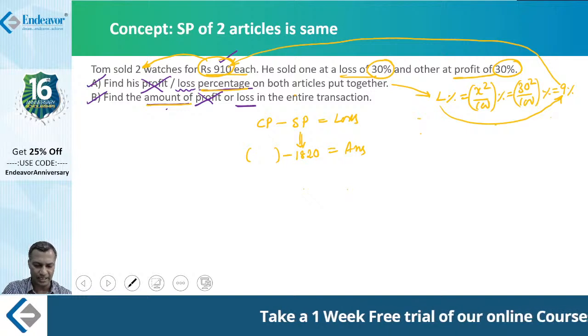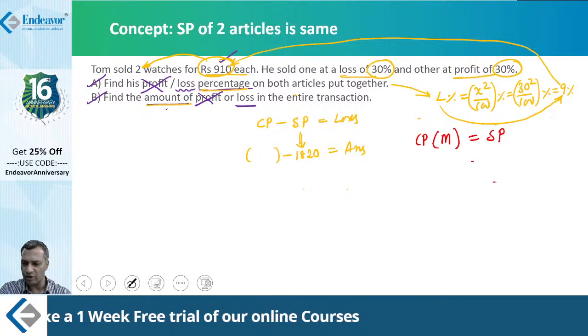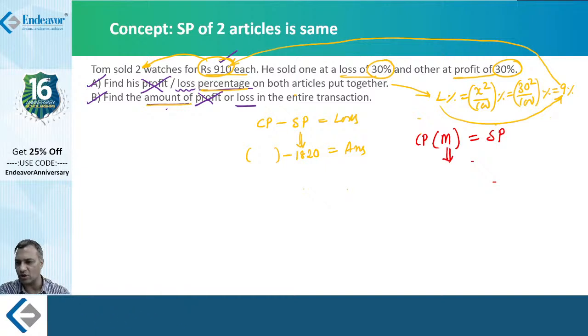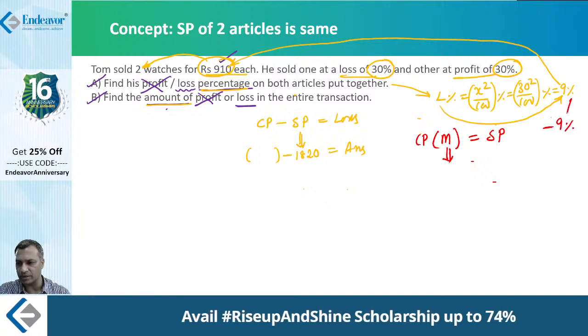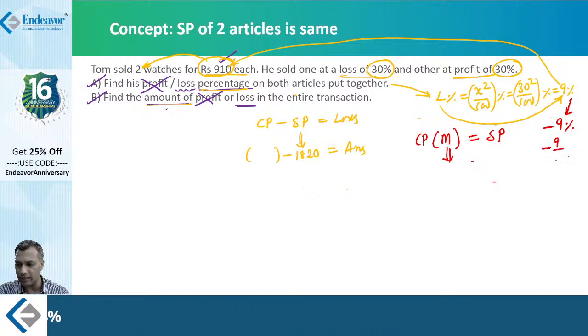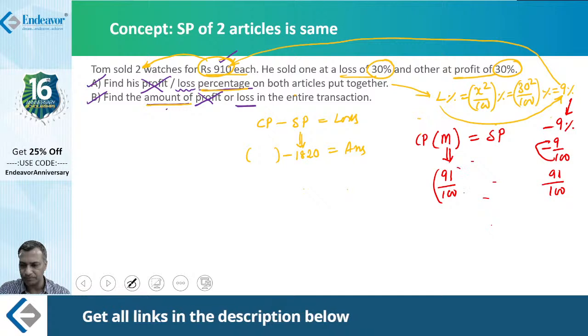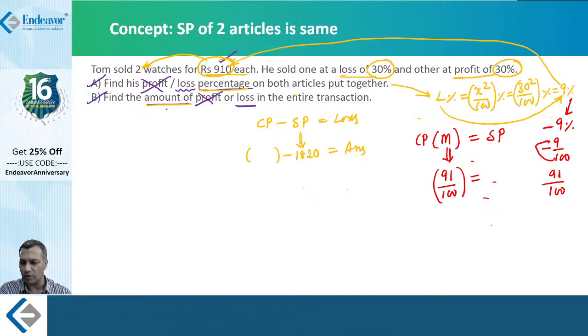Fine, let's find out. We already know our fantastic tool: cost price times the multiplier related with profit or loss is equal to selling price. Do I know the multiplier related with profit or loss? Why not? There is a loss of 9% in the transaction. Loss of 9% means what is the multiplier, my friend? Minus 9 by 100. The multiplier has 100 in the denominator: 100 minus 9, which becomes 91. Therefore, you are ready with the multiplier: 91 by 100. What is the cost price? I don't know. That is what I'm trying to find.